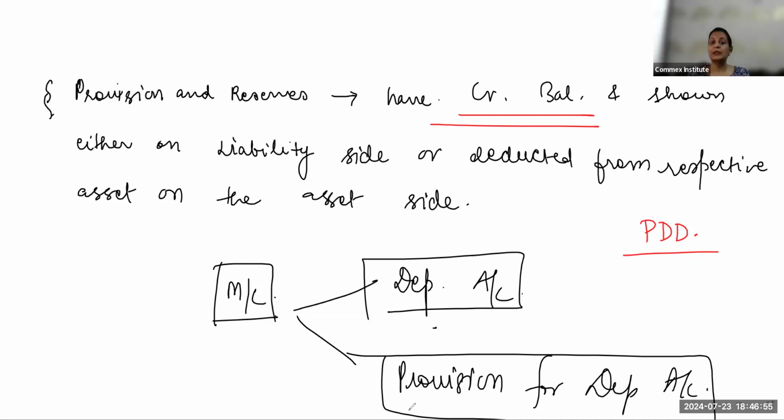Provision is shown on the liability side, not the depreciation account. If there is a depreciation account, we will show it on the debit side only. Provision for depreciation we will show on the liability side. Okay, not the depreciation account. Remaining are the simple questions of your trial balance.